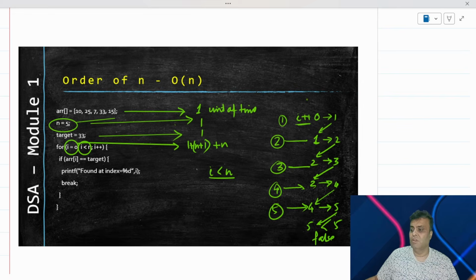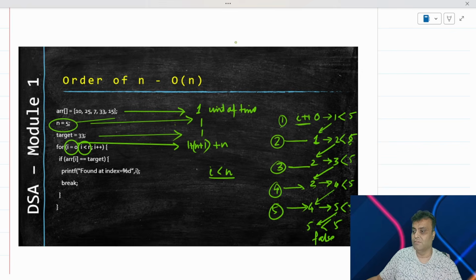So the first time it increments itself to 1, then 1 is checked with what? The first time it increments to 1, it is checked with 5, right? This is how it gets checked. So this is the first iteration. 2 is checked with 5 next time. This is the second iteration. 3 is checked with 5. This is the third iteration. 4 is checked with 5. This is the 4th iteration. Now 5 is checked with 5, right? So this is my 5th iteration.